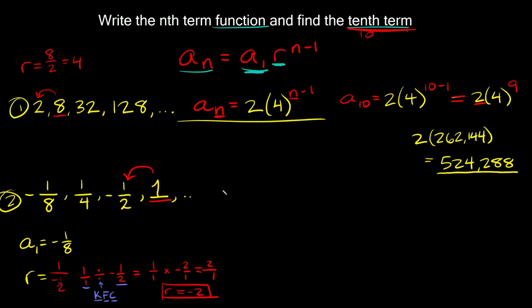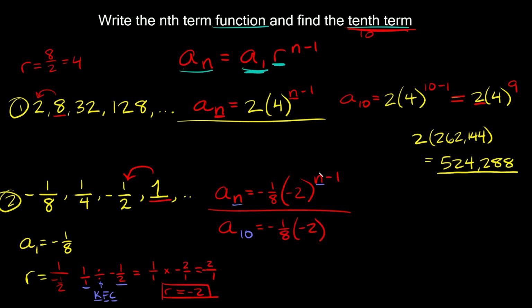Okay, so our function is going to be a of n is equal to, now our first term is -1/8, right? So -1/8 times our ratio, which is -2, raised to the n minus 1. Okay, there's our function. Now, we can use this function to find one of the terms, right? And again, we're going to find the 10th term. So we're just going to plug in a 10 for the n's right here. Okay, so we're going to say a of 10 is equal to -1/8 times -2 raised to the 10 minus 1, right? And again, that's equal to 9.